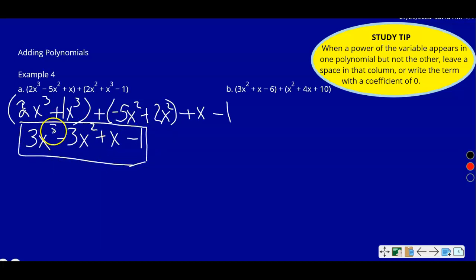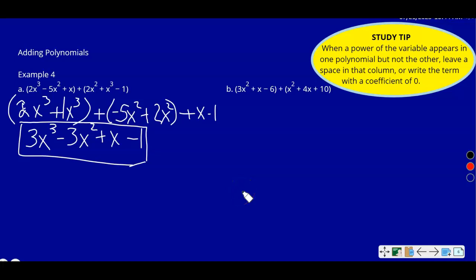This would be a third degree polynomial. And it has 1, 2, 3, 4 terms, so it would be a polynomial of 4 terms. Also, the first coefficient is a 3, so your leading coefficient is a 3.